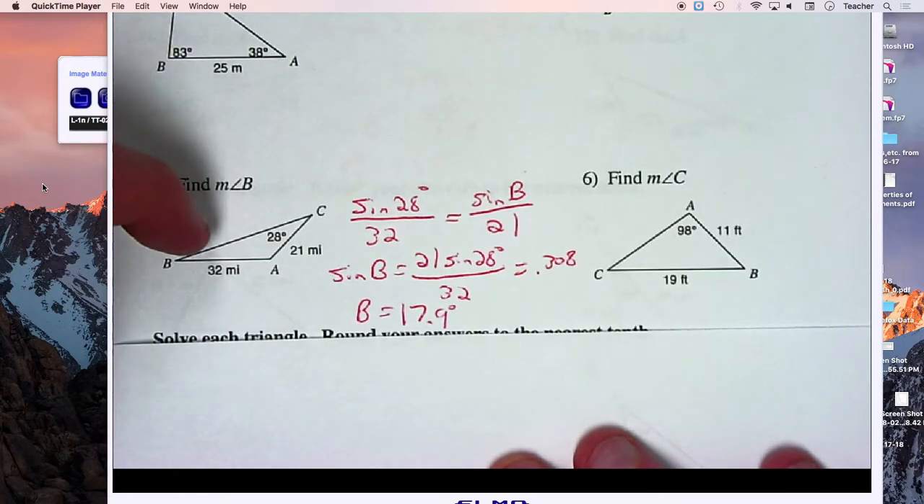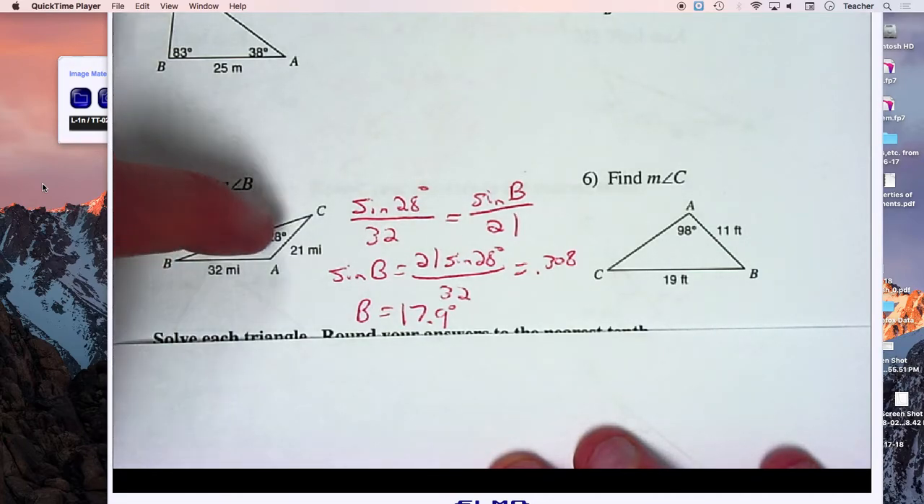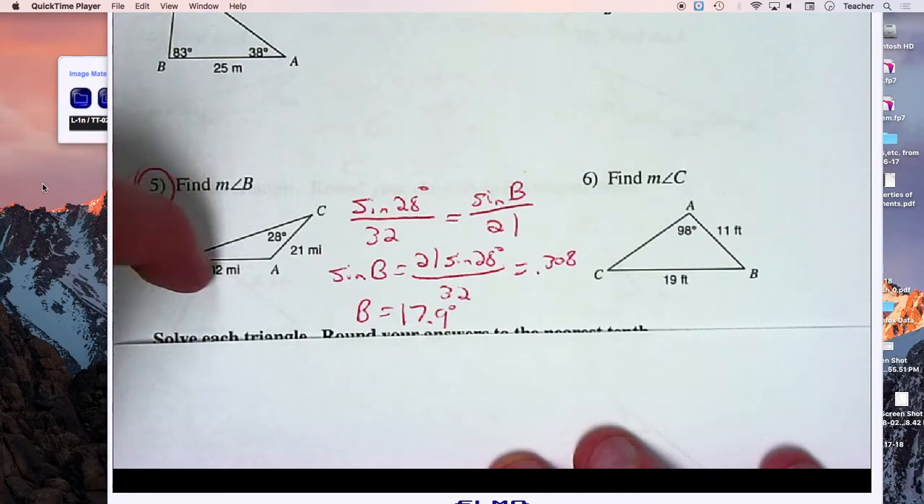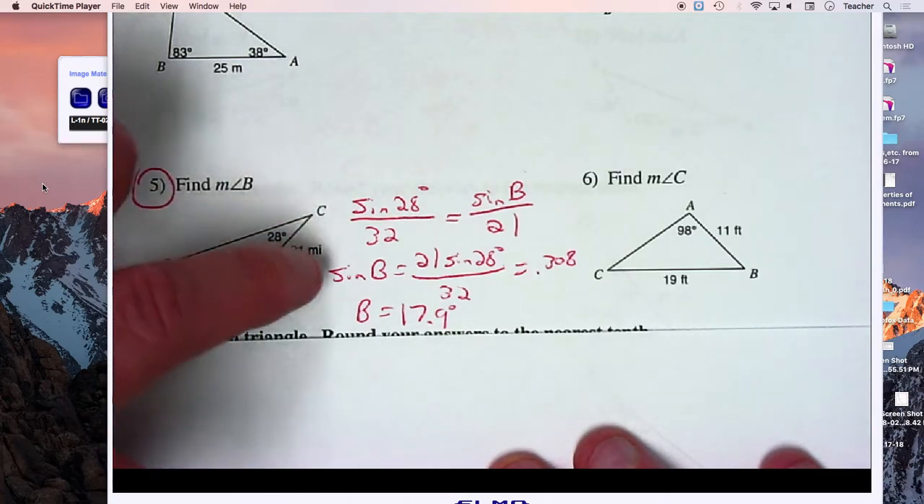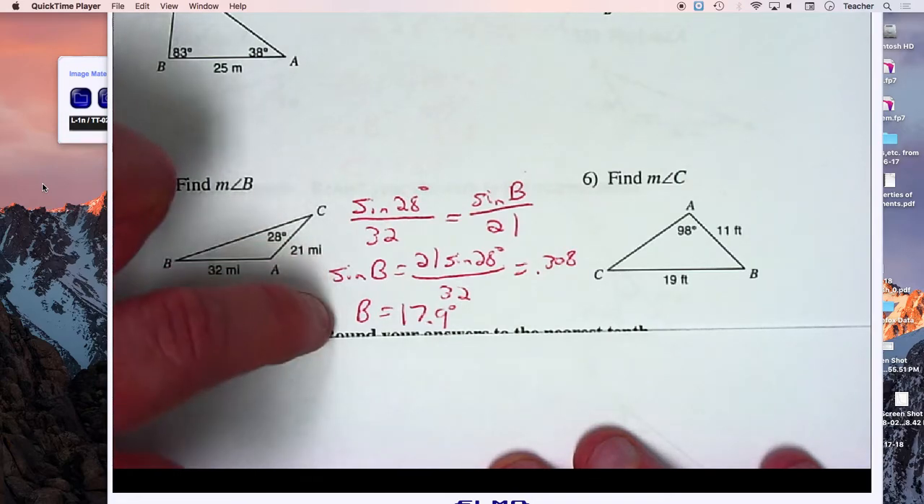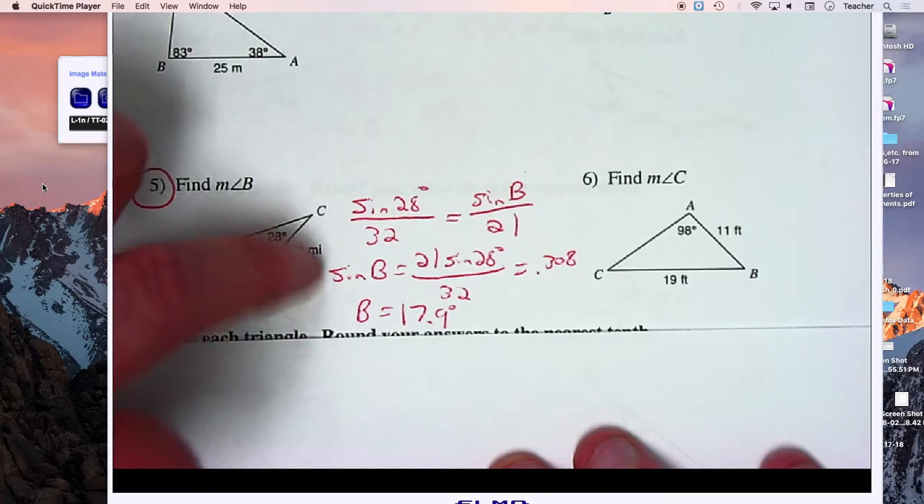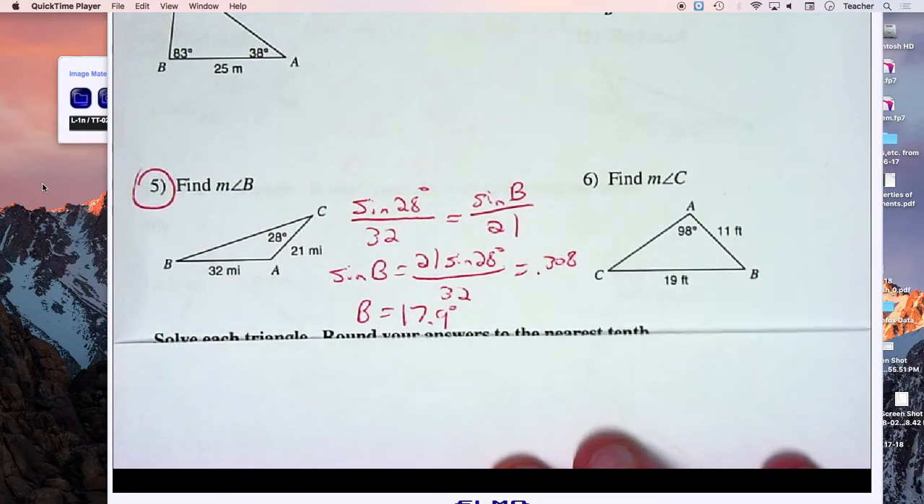That makes reasonable sense because it's a little bit smaller than the 28, and the side it's across from is a little bit smaller than the side across from the 28. You should be a little nervous when you use the inverse sine to find an angle because we know there are actually other angles that have that same sine, and that's something that'll come up in a little bit.